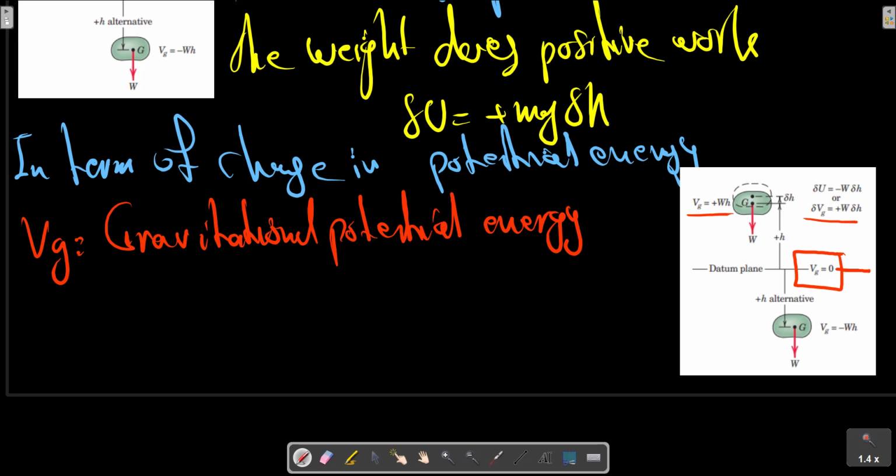If we take Vg to be 0 at h equals 0 as shown in the picture, then at height h above the datum plane we have Vg equals mgh. This expression means that the potential energy is stored in the mass m at the height h, and if we release it, it falls and releases its energy. If the body is in a position below the datum, the amount of potential energy is negative.